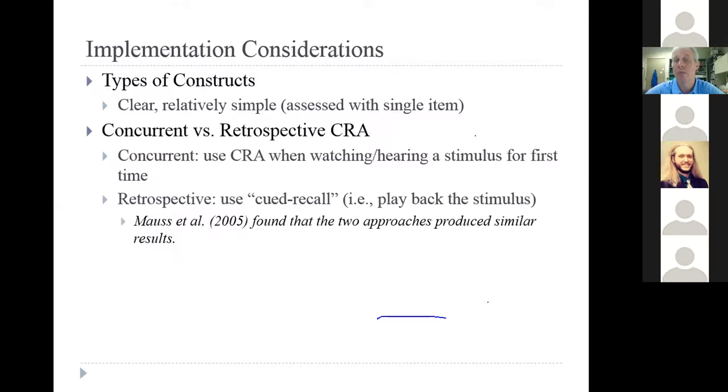This probably works better if the individual is a participant in the event, because they can't rate while they're being a participant necessarily. So using this sort of cued recall approach works well. And Mauss et al. found that these two approaches actually produce fairly similar results.